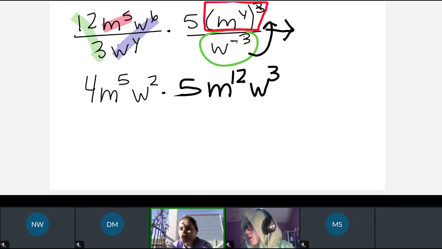It's w squared, Amara, because this is w to the 4th, and we have w to the 6th divided by w to the 4th. So 6 minus 4, that's supposed to be a 4. 6 minus 4 is 2. Good question.